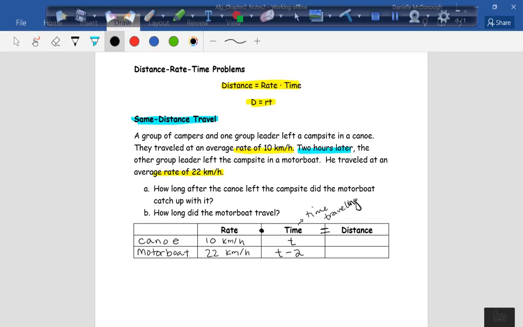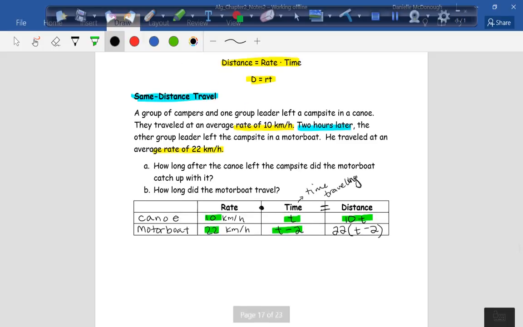Okay, so now the distance. We don't know the distance, but we do know the distance is rate times time. So what I can do is take this information right here, this rate and this time, to come up with my distance. And so rate times time here would be 10 times t, or just 10t. And then the motorboat, get my highlighter back, is 22 times this t minus 2. And so in this case, it's 22 times t minus 2. And it has to be in parentheses because it's the rate times the total time.